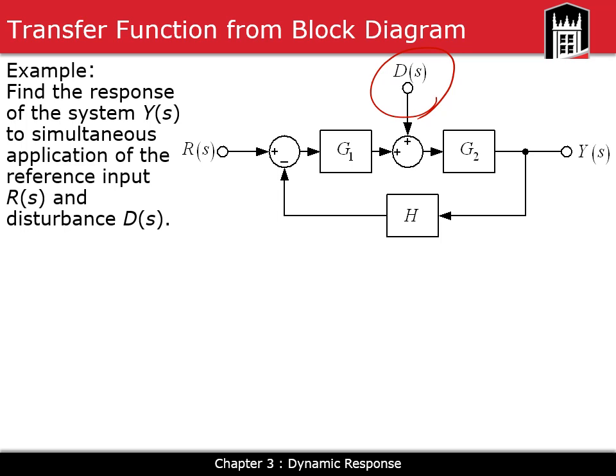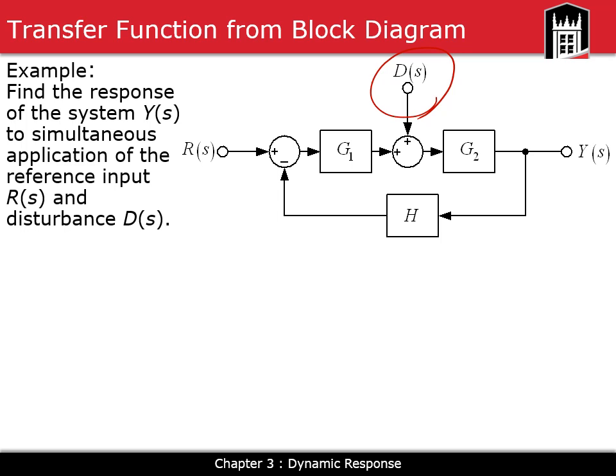We're going to use the linearity of the system and the superposition law. So what we will do is we will find the transfer function from R to Y, assuming that D is 0, and then we'll find the transfer function from D to Y, assuming that R is 0. Then the output Y would be the summation of R times the transfer function from R to Y plus D times the transfer function from D to Y.